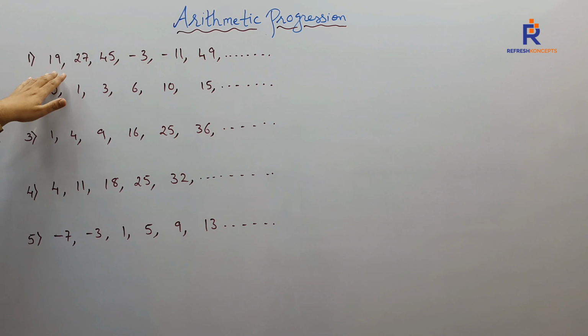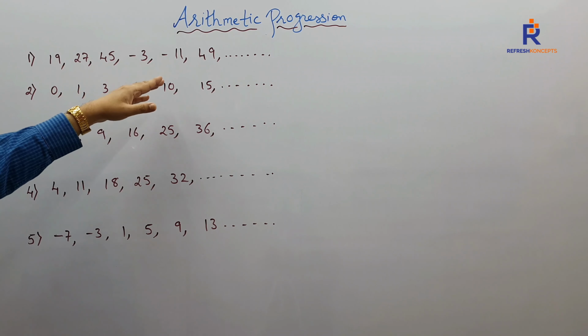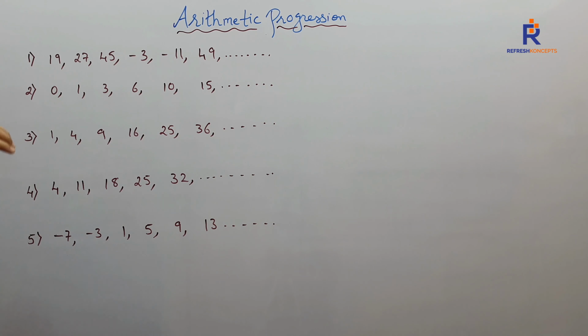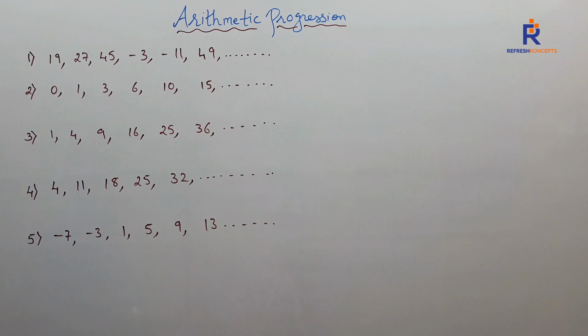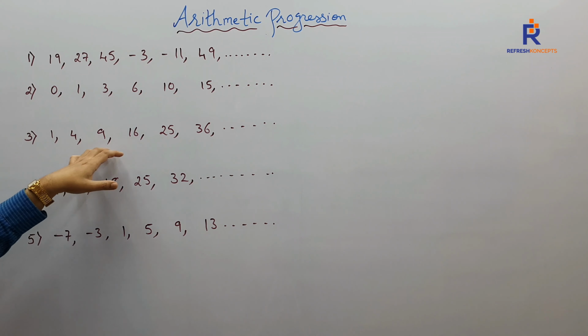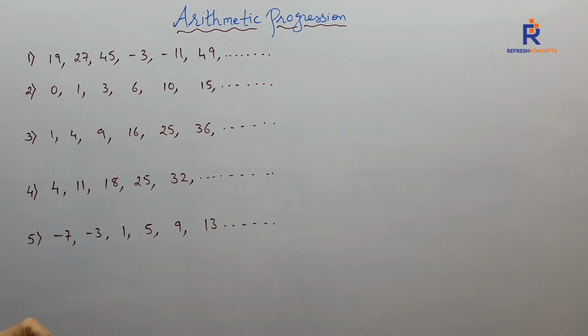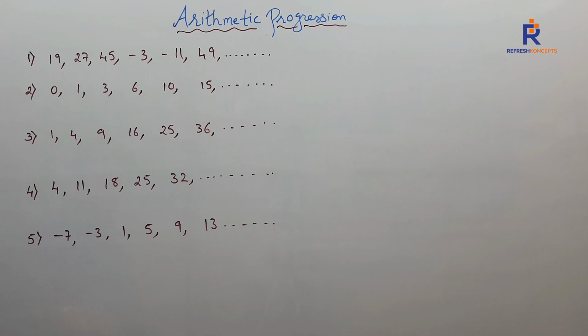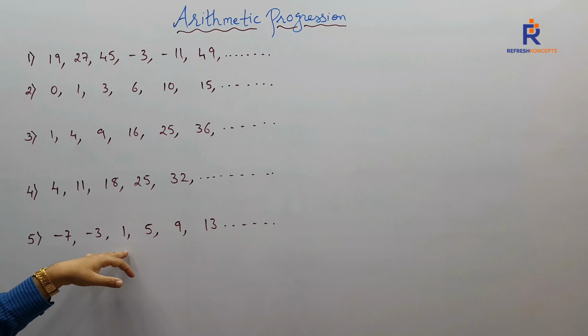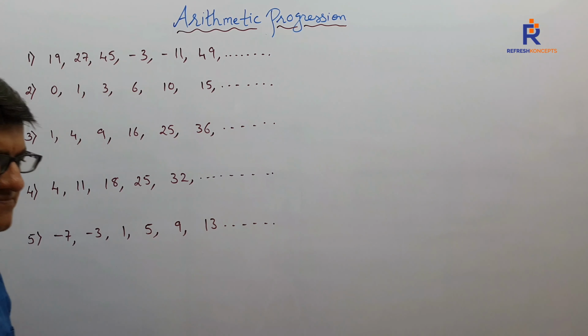The first one says 19, 27, 45, minus 3, minus 11, 49. The second one says 0, 1, 3, 6, 10, 15. Then 1, 4, 9, 16, 25, 36. Then 4, 7, 18, 25, 32. And minus 7, minus 3, 1, 5, 9, 13.